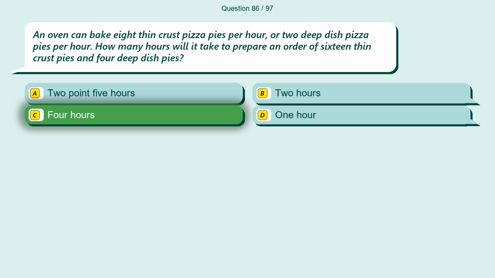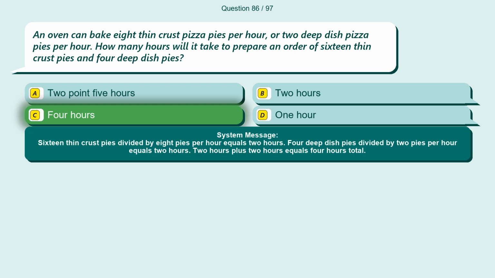The correct answer is option C, 4 hours. 16 thin crust pies divided by 8 pies per hour equals 2 hours. 4 deep dish pies divided by 2 pies per hour equals 2 hours. 2 hours plus 2 hours equals 4 hours total.